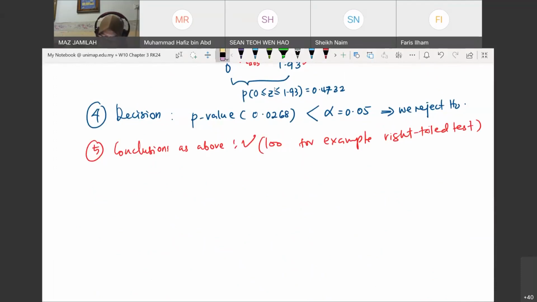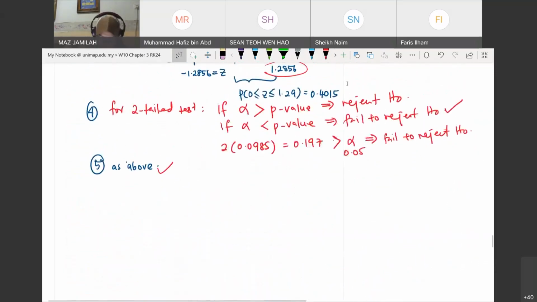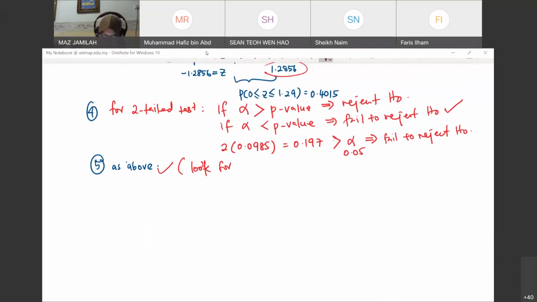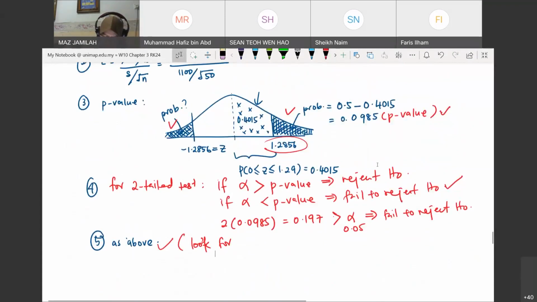Okay, thank you. So I think I should write, look for left tail test. This one is left, right? Two tail test. Look for two tail test.